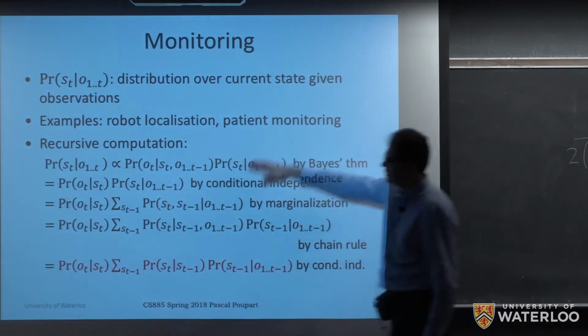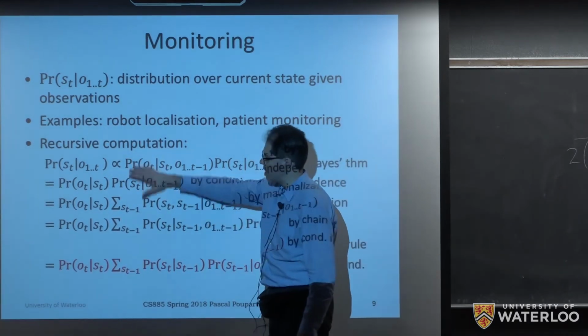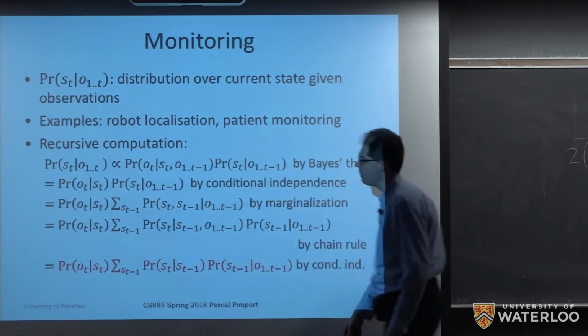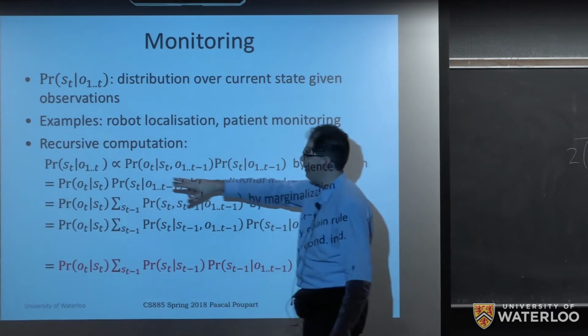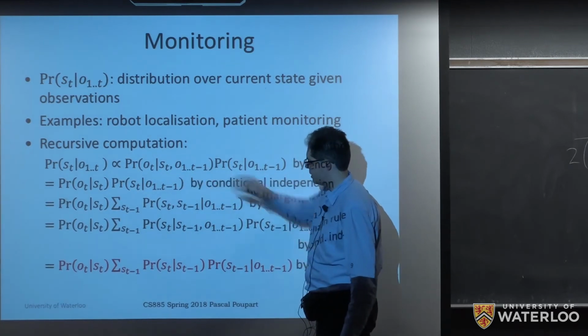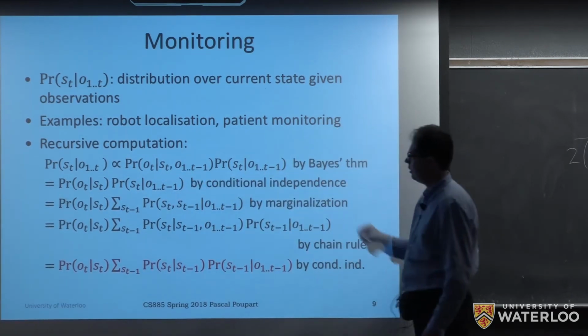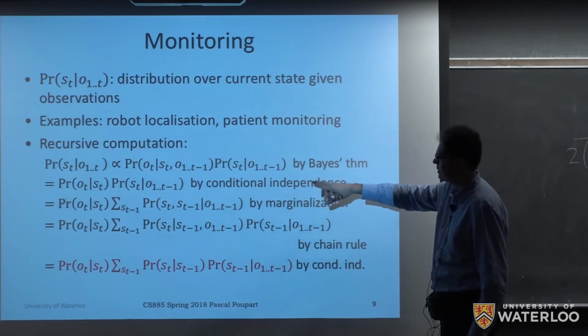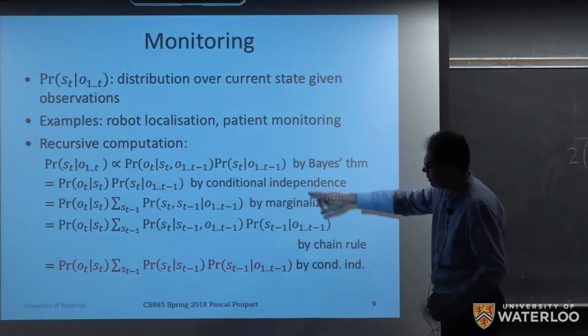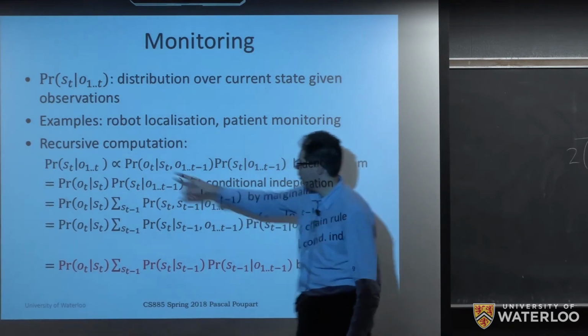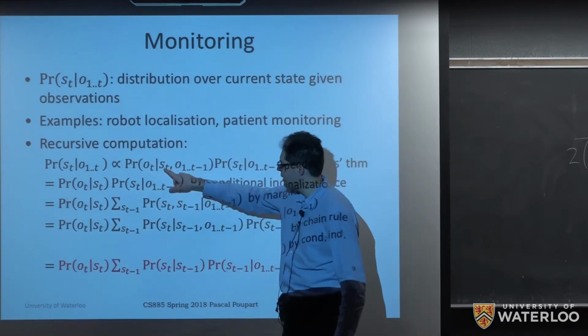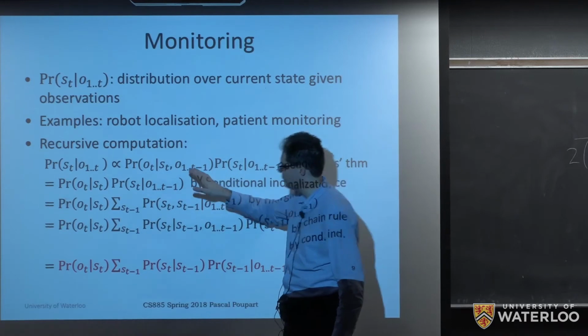Okay, so this derivation here shows how we can arrive at this equation. So we first start by applying Bayes' theorem. So it gives us this expression. Then we're going to simplify this by exploiting conditional independence. So essentially here, OT only depends on ST. It does not depend on the previous observations.